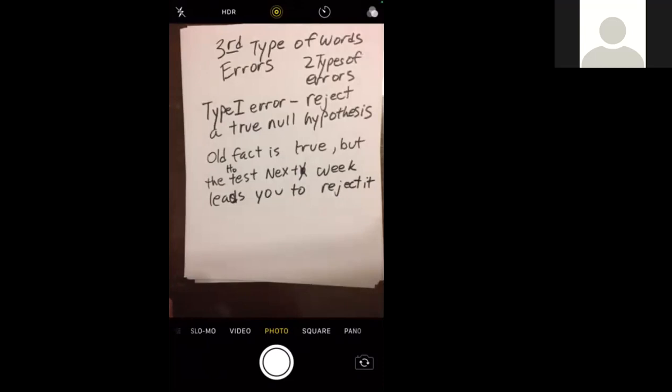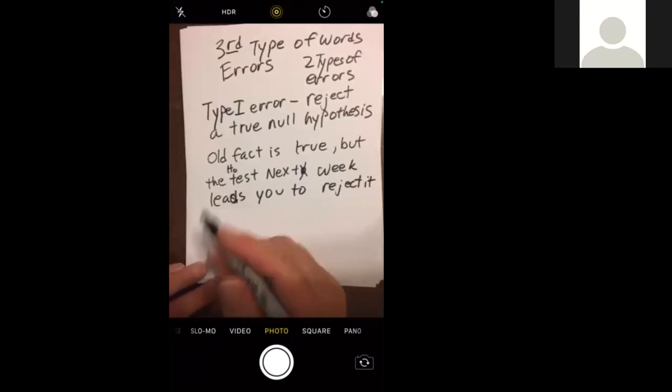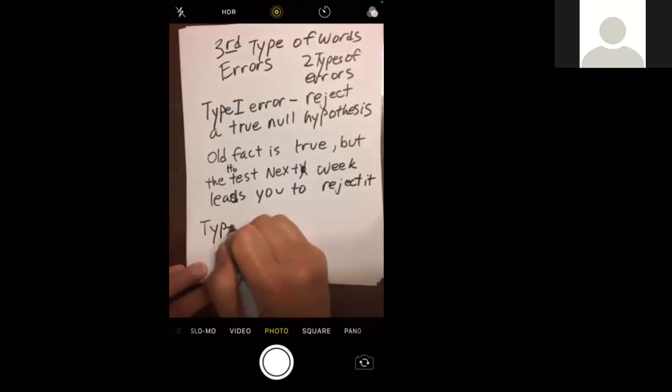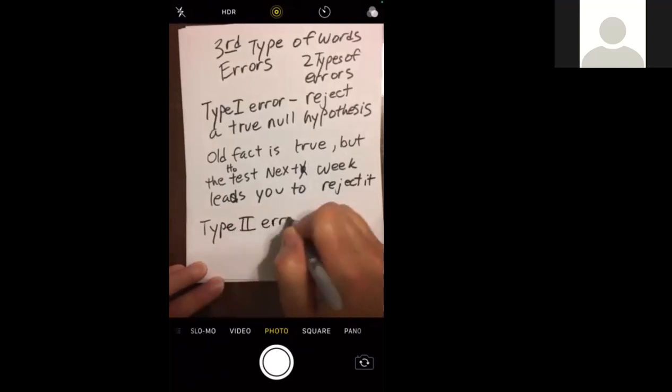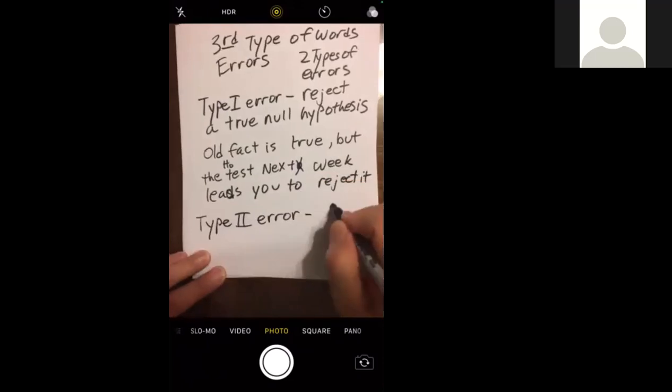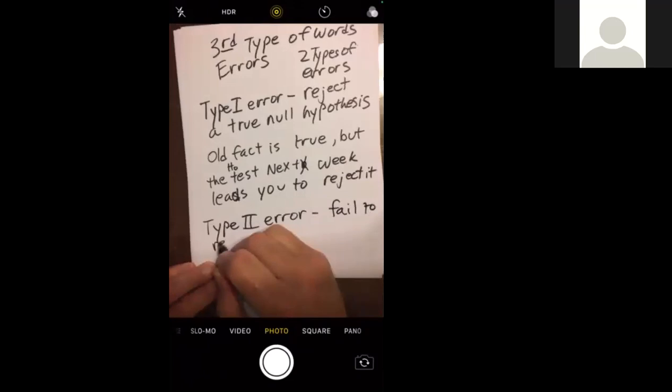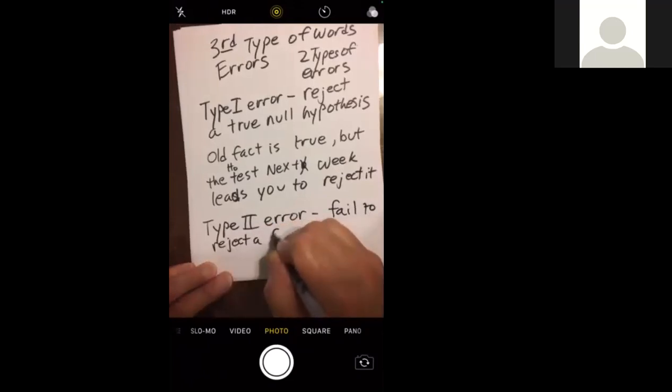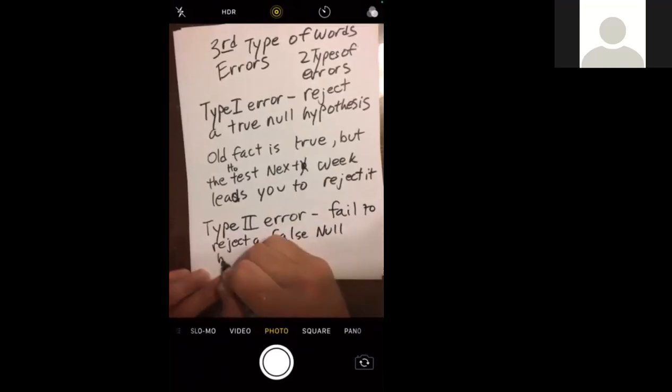Okay. How about the second type of error? Well, you want to guess what the name of it is? Error type 2. Very good. Outstanding. Yes. It's literally called type 2 error. And it's when you fail to reject a false null hypothesis.